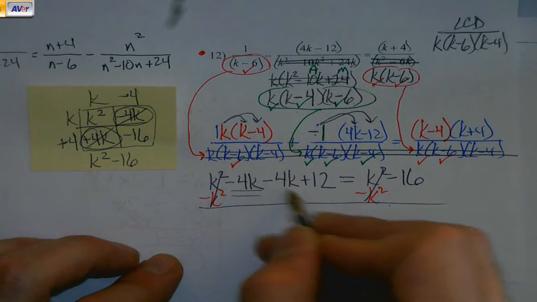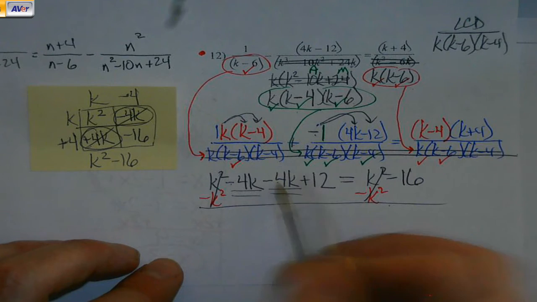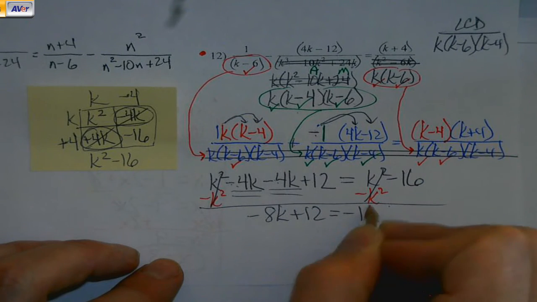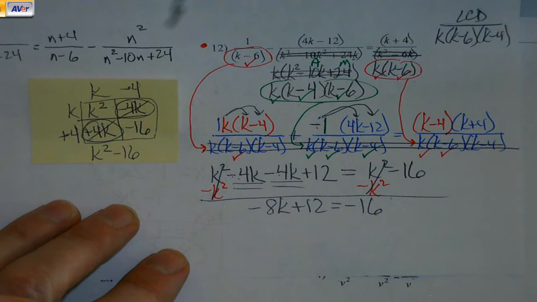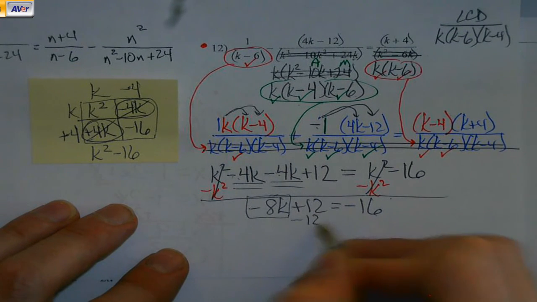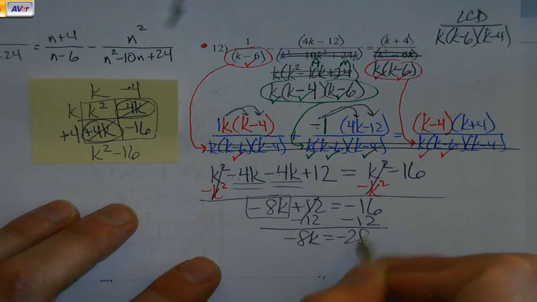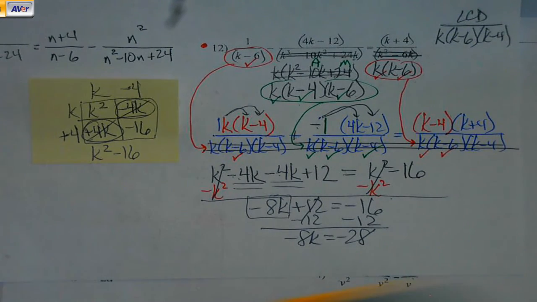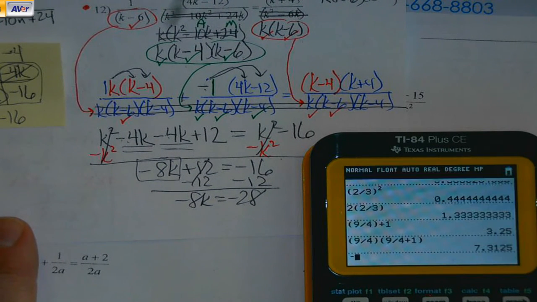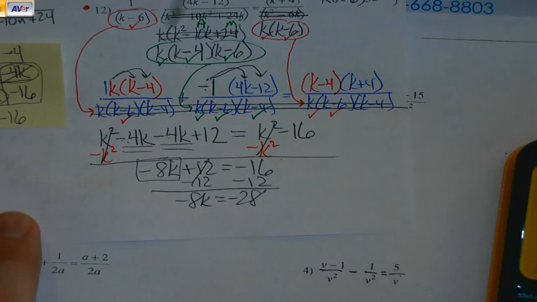I also notice I've got like terms. Now, negative 4 minus 4 does not cause 0. They're not opposites. Negative 4 and negative 4 would be negative 8k plus 12 equals negative 16. And now we're just going to solve like we normally would. Grab our calc here. Negative 28 divided by negative 8 is, decimally, 7 over 2.